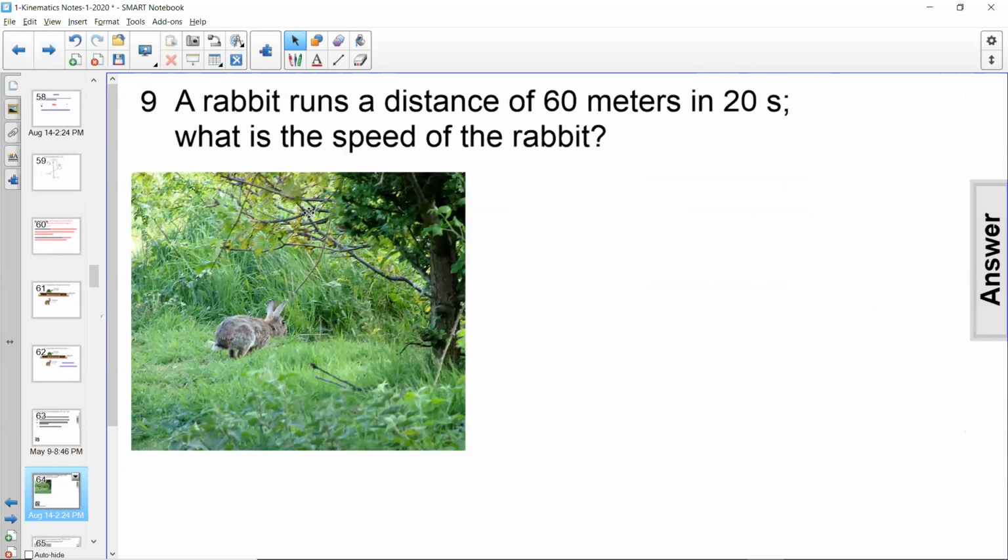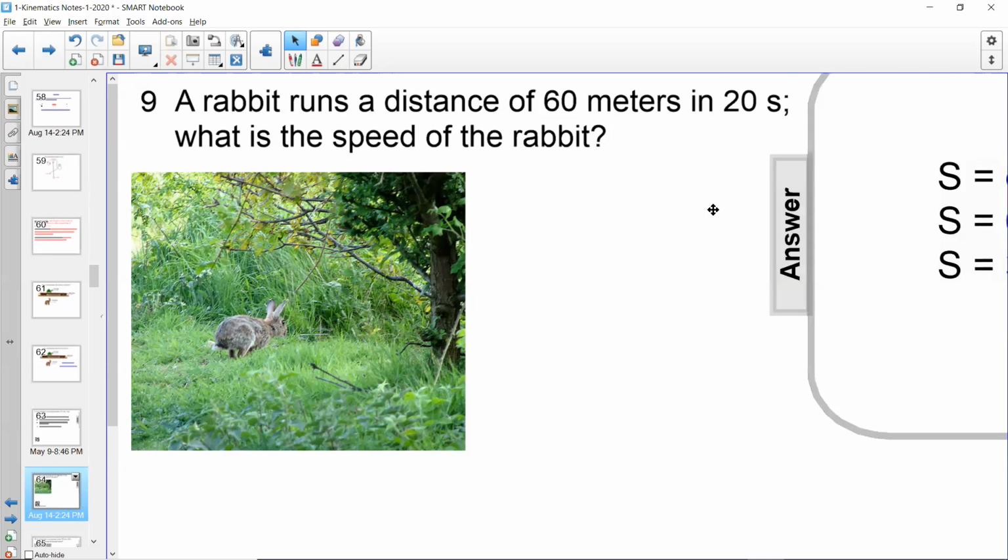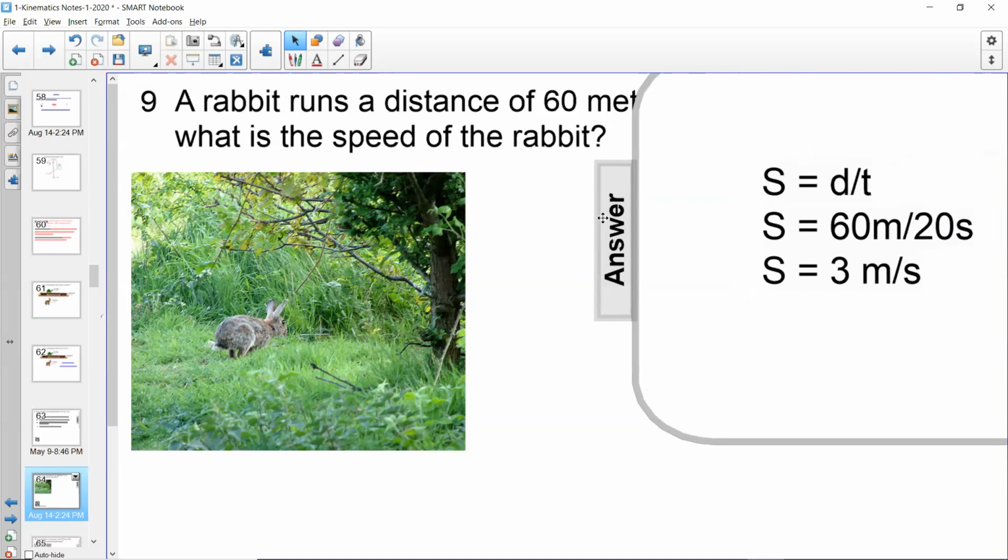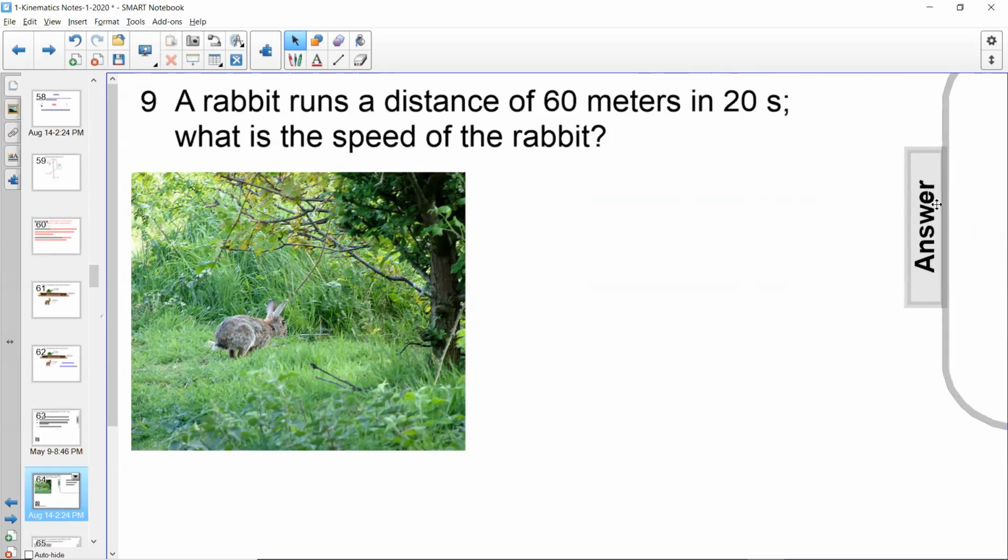All right. Number 9, a rabbit runs a distance of 60 meters in 20 seconds. What's the speed of the rabbit? Good, 3 meters per second. So we're just using that relationship. Speed is distance over time. So distance is 60 meters and time is 20 seconds. So the average speed is 3 meters per second.